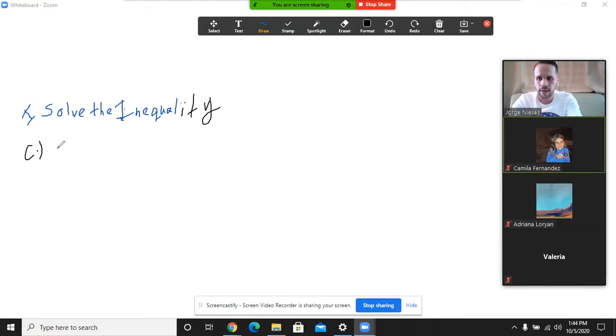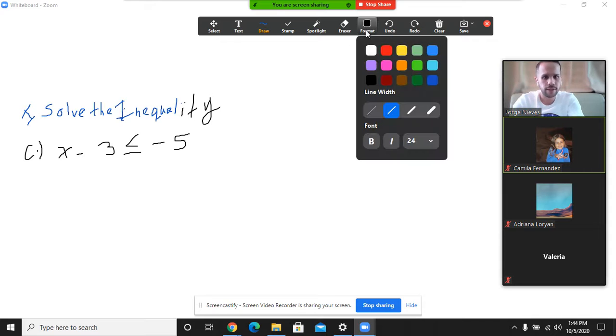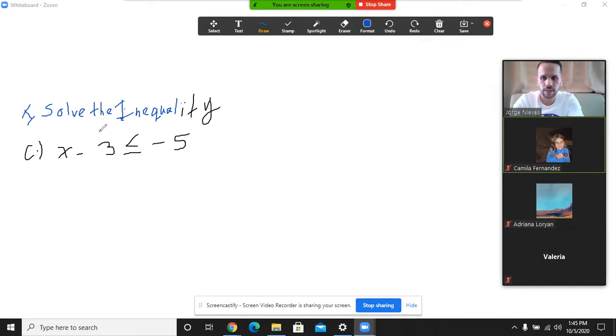Okay, let's work this one. x minus 3 is less than or equal to -5. So I'm gonna do the same as the other problems. I want to leave the x alone, so I'm gonna add 3 on both sides. So it's going to be x less than or equal to -5 plus 3. So here the answer will be x less than or equal to -2.